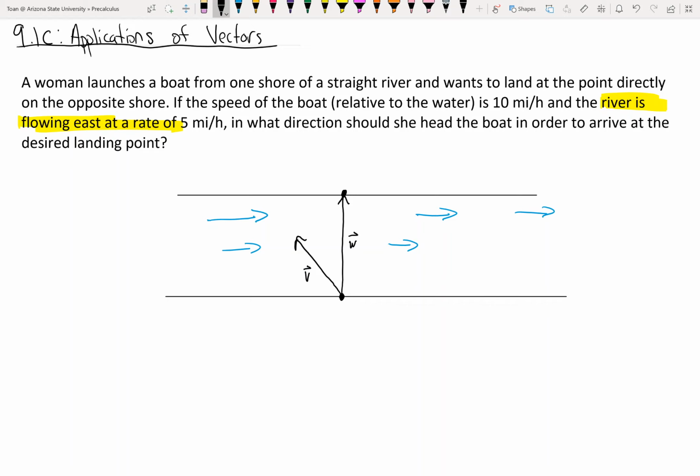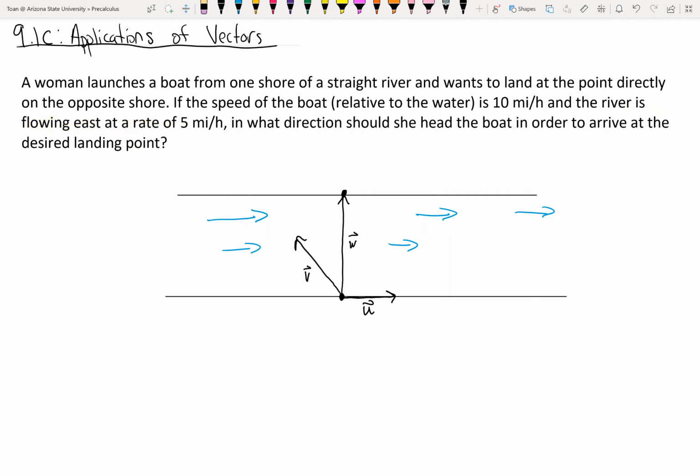I'll use the same notation as the previous problem. And let's draw in our water vector. So we know that the water is going straight east, and I think the previous problem used u. So that is the picture of this problem. We are looking for v in order to end up with w. So that's what the question is asking.